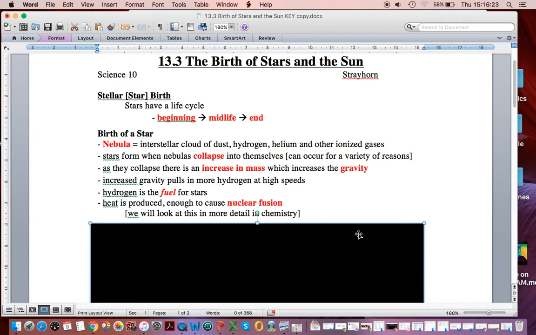Nuclear means nucleus, and in the nucleus of an atom, we have protons. It's very hard to put protons together because they're positively charged, and we know like charges repel. So it takes enormous heat and pressure to force these different hydrogen nuclei together to get nuclear fusion. But if we have enough heat and pressure and we get nuclear fusion going, all of a sudden we can start generating heat and light, and our star will now be born.